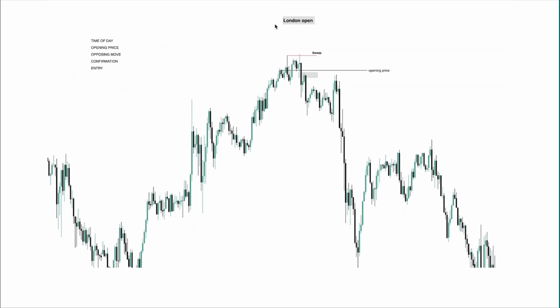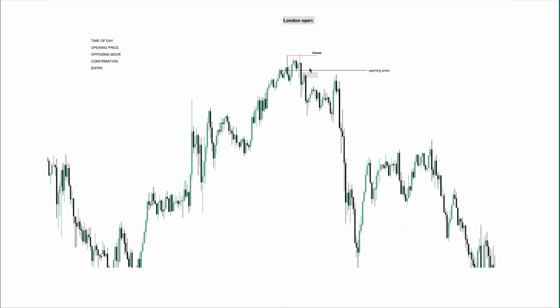All right, now here's our first example, and as you can see over here we have our entry checklist. We have time of day, opening price, opposing move, confirmation, and entry. For this trade example, we have time of day, which is the London Open. We have the opening price at midnight highlighted here, which is the midnight opening price. We have the opposing move at the right time of day, so at 2 a.m. during the London Open, we see price trade higher. It's already above the opening price, trading into what? Trading into a minor high.